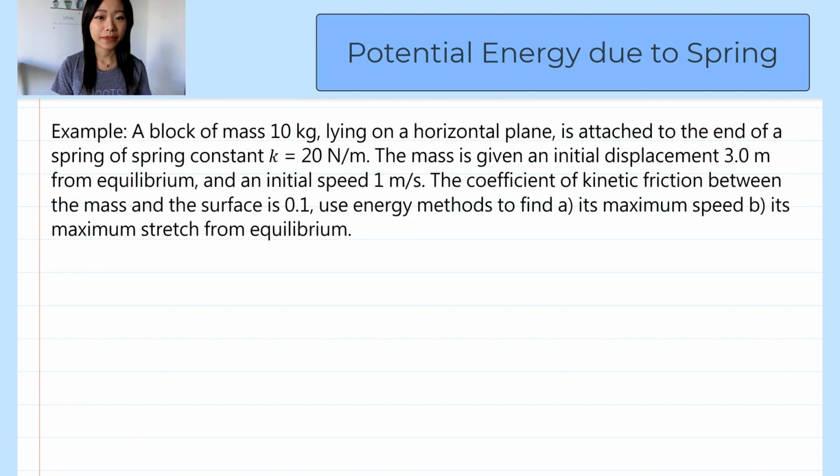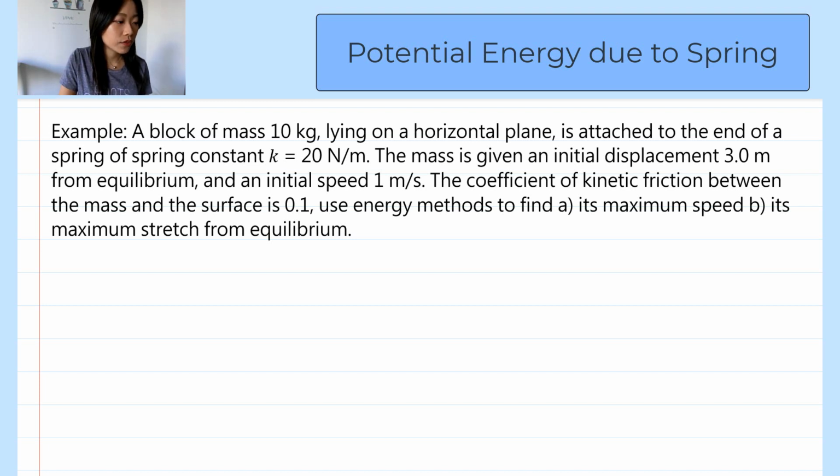Let's look at this example. A block of mass 10 kilograms, lying on a horizontal plane, is attached to the end of a spring of spring constant k. The mass is given an initial displacement of 3 meters from the equilibrium, and an initial speed of 1 meter per second. The coefficient of kinetic friction between the mass and the surface is 0.1. Use energy methods to find its maximum speed and its maximum stretch from equilibrium.